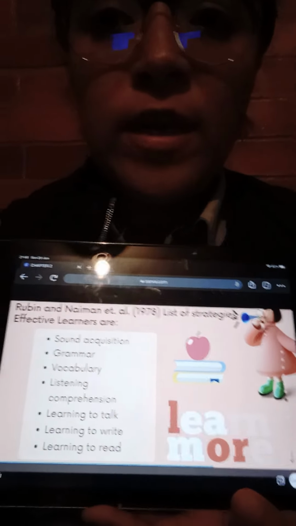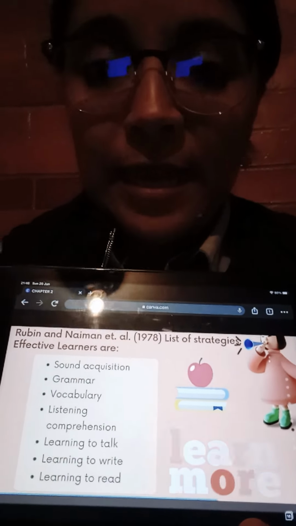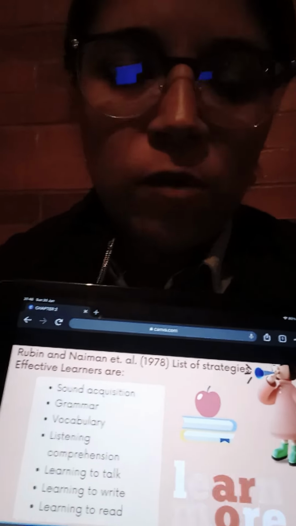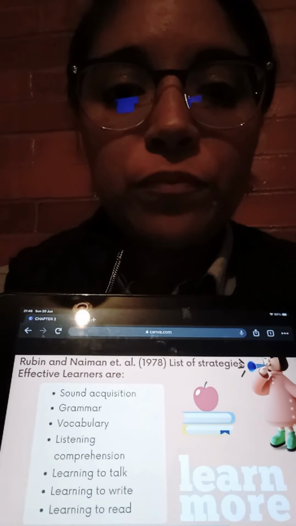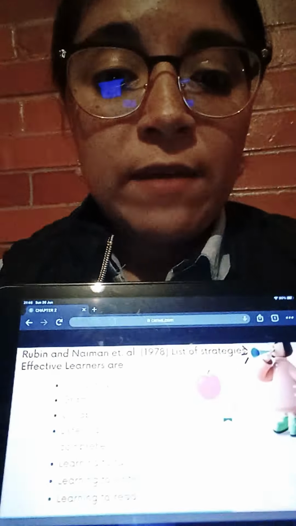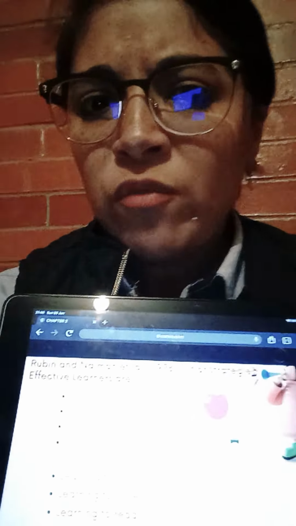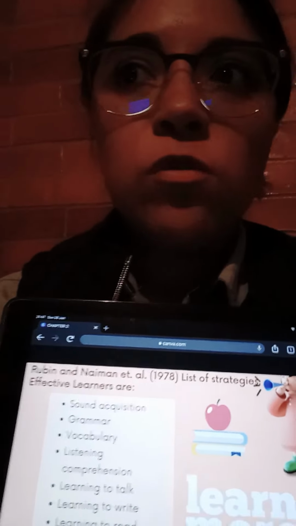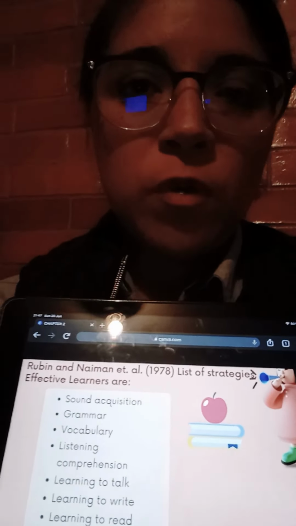Now here, Rubin and Neyman et al. had a list of strategies and also said that effective learners have sound acquisition by music, by movies, by social talks, and grammar. They have to understand the structure of the language, the vocabulary, and listening comprehension. Can they really comprehend what they are listening to in the conversation? Learning to talk is very important, to understand the context, so that you can develop a great conversation.